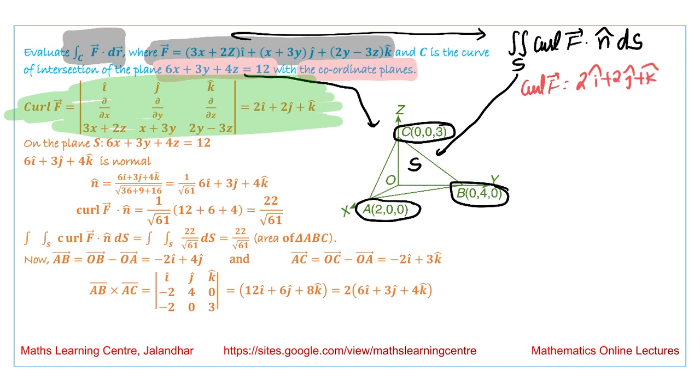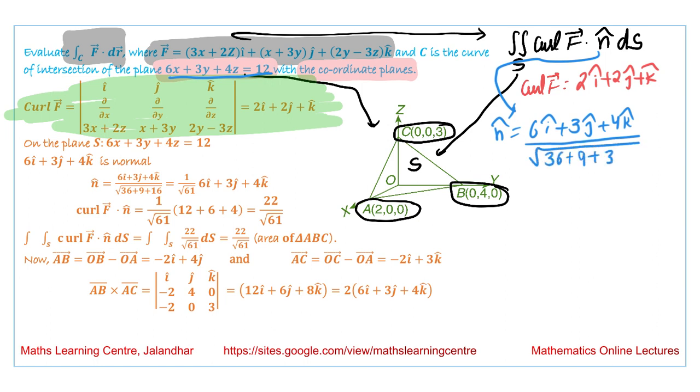Next we have to calculate the value of n cap. So to calculate the value of n cap, the equation we have is this. So the value of n cap we have is 6i cap plus 3j cap plus 4k cap divided by square root of 36 plus 9 plus 16. So this is equal to 1 by root 61 times 6i cap plus 3j cap plus 4k cap.